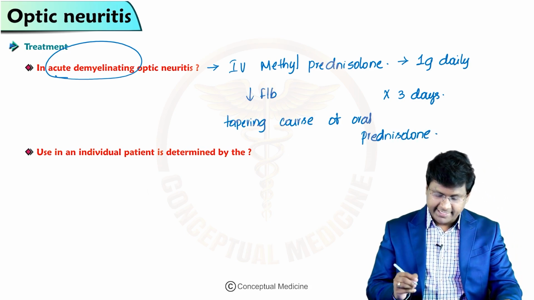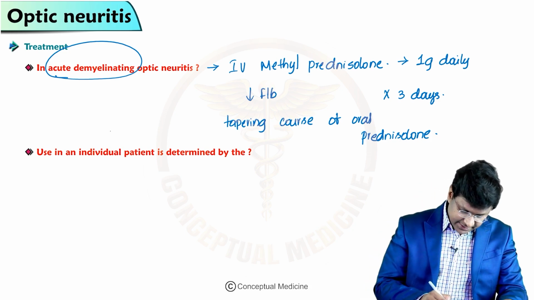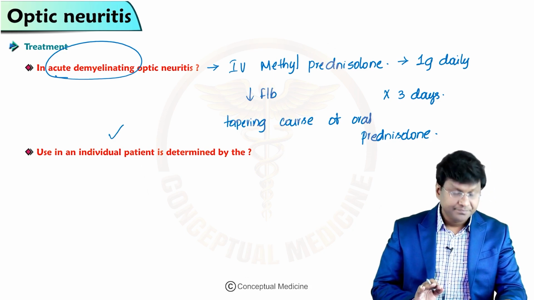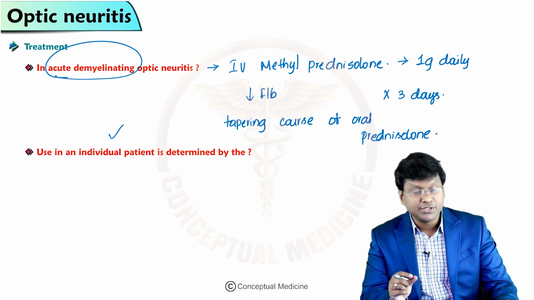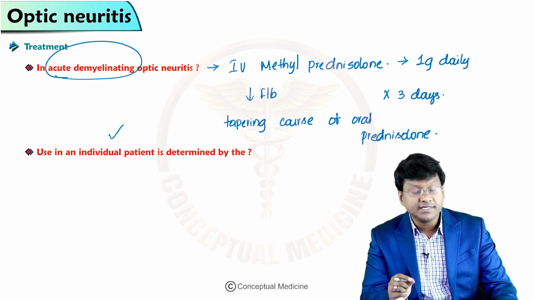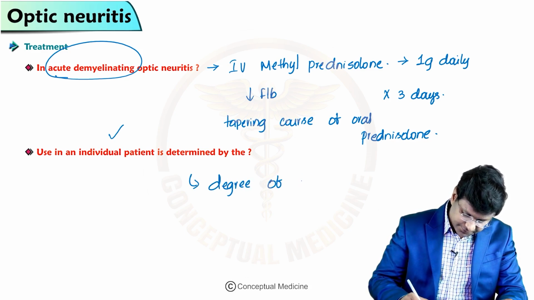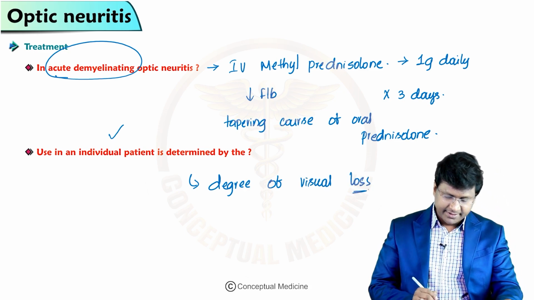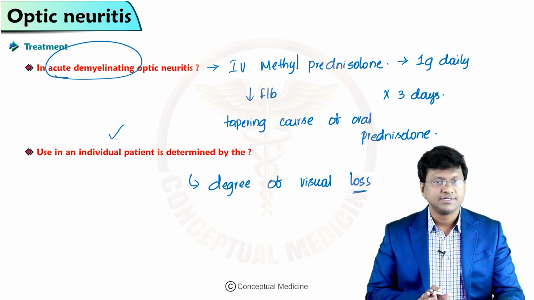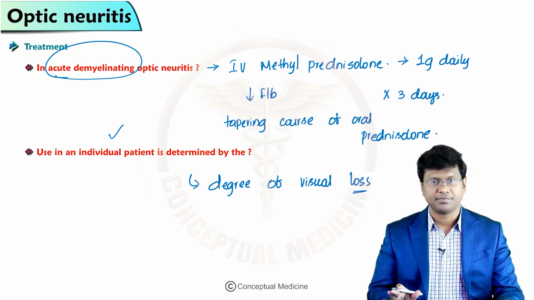Right, followed by a tapering course of the oral prednisolone. And the usage of this prednisolone in an individual patient is determined by the degree of visual loss. Right? It is determined by the degree of visual loss. So that is your treatment in case of acute demyelinating disorder causing optic neuritis.